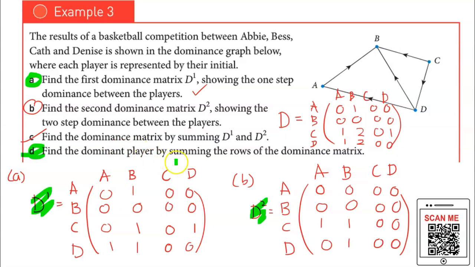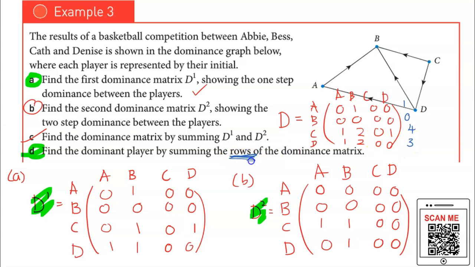So next one, D. Find the dominance player by summing the rows of the dominance matrix. The way to identify the dominance player is by summing the row. For the first row A, you have 1. It means A only wins 1 time, B none. And C indirectly wins 4 times and D wins 3 times over here.